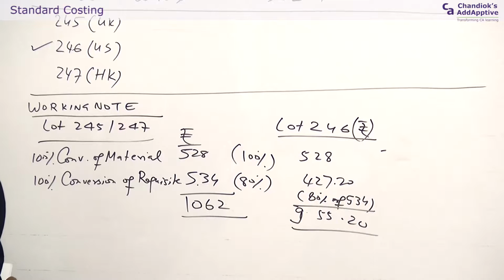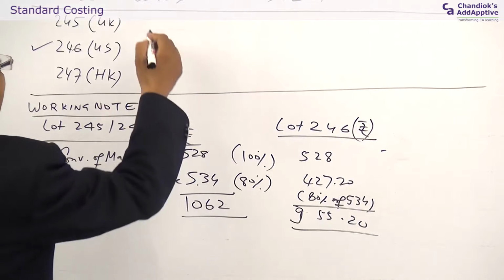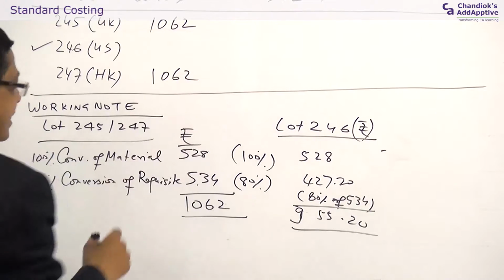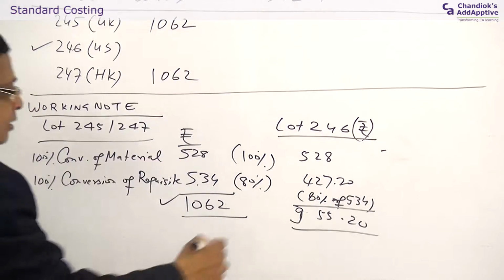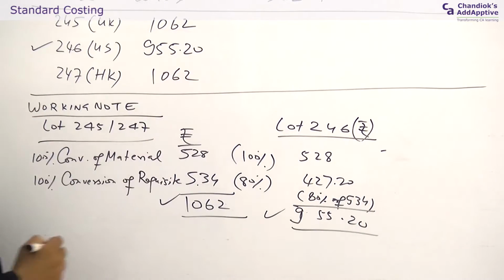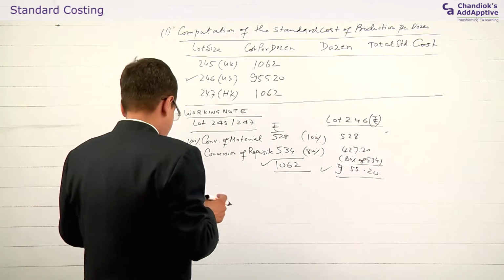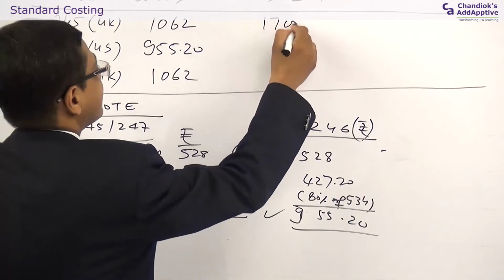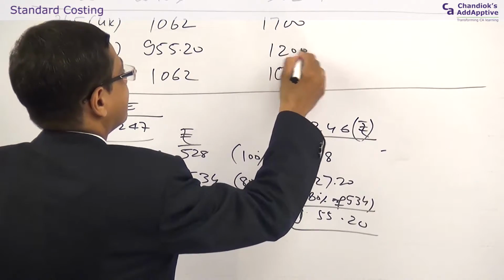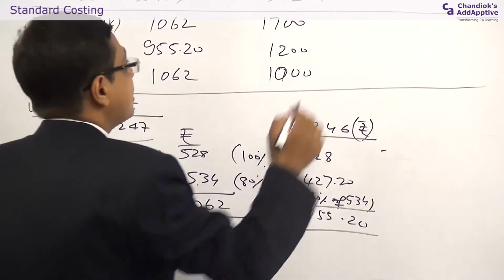Now, cost per dozen, you can keep it here in the calculation now. The calculation value says 1062 for 245 and 247. This figure you have put. Now, this figure, 955.20, is going to come here at 246. So, this is the calculation. Now, how many dozens? The question says 1700, 1000 and 1200. This is given in the question. So, you please multiply the two and get the total standard cost.